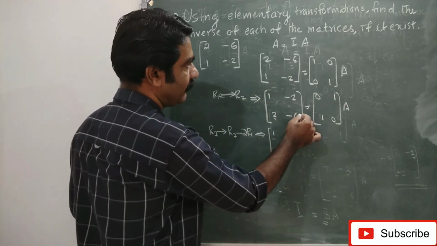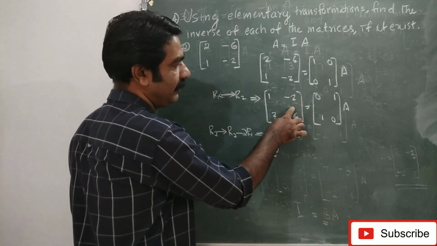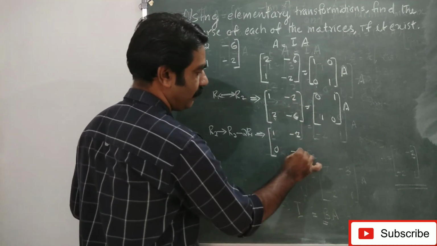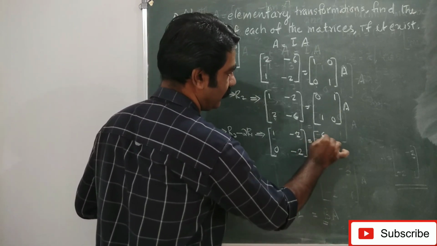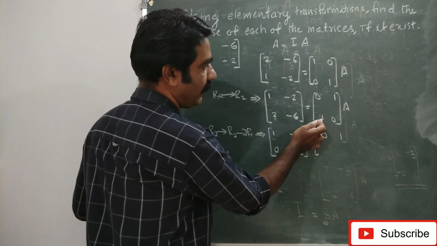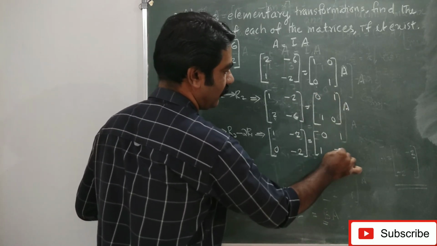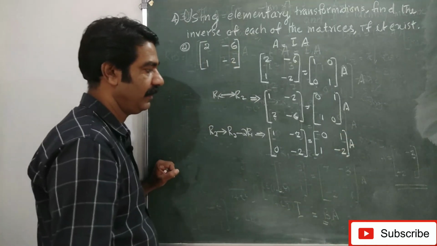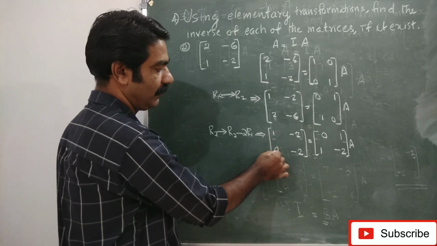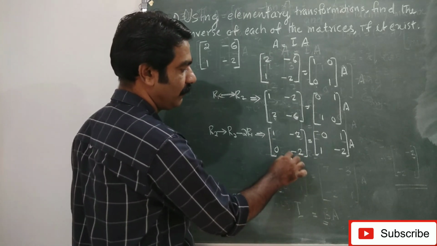Here it is minus 6 now. So minus 6 minus 2 into minus 2 becomes minus 2. That is equal to, here 0, 1. 1 minus 2 into 0 becomes 1. 0 minus 2 into 1 is minus 2. See, here 1, here 0. Now we have to make this minus 2 into 1.